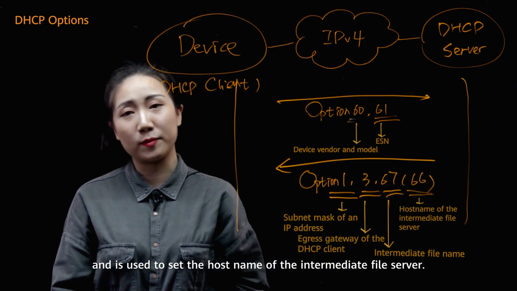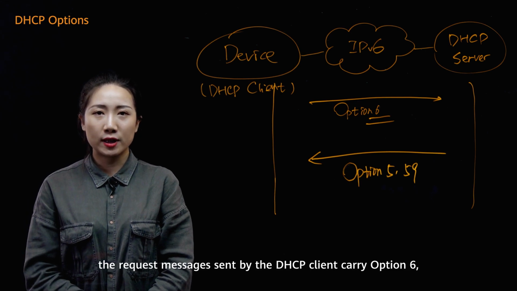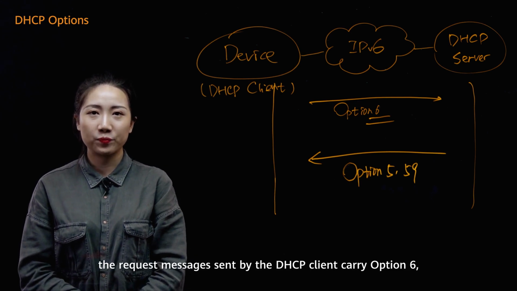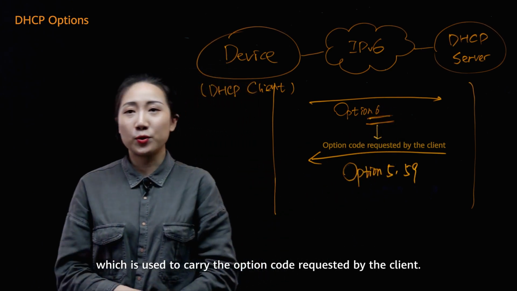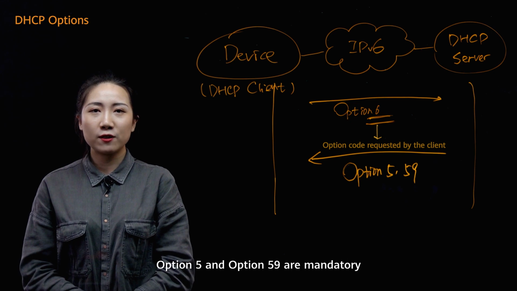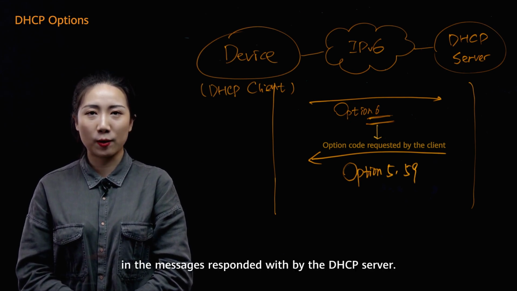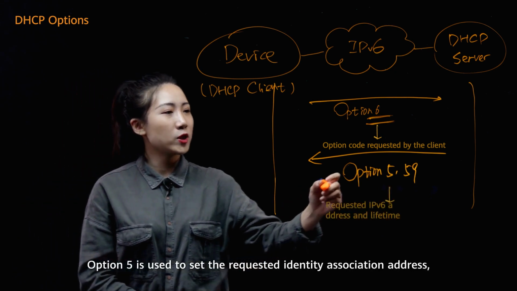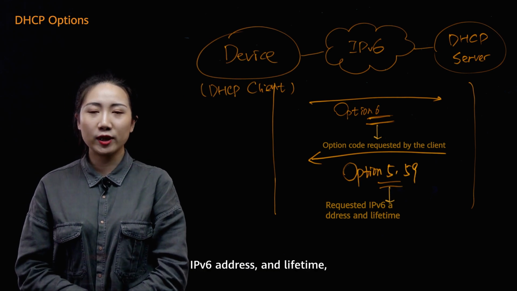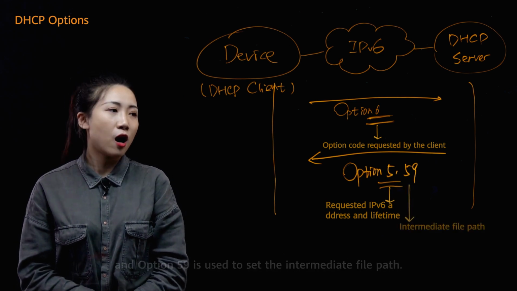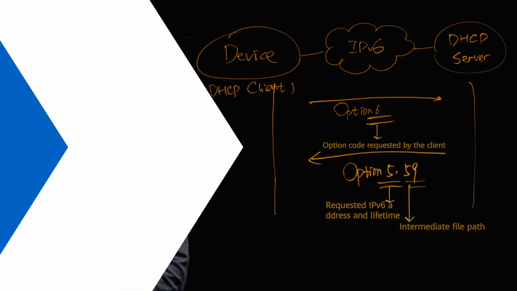If the name contains a relative path, option 66 is also required and is used to set the hostname of the intermediate file server. In IPv6 scenarios, the request messages sent by the DHCP client carry option 6, which is used to carry the option code requested by the client. Option 5 and option 59 are mandatory in the messages responded with by the DHCP server. Option 5 is used to set the requested identity association address, IPv6 address, and lifetime, and option 59 is used to set the intermediate file path.